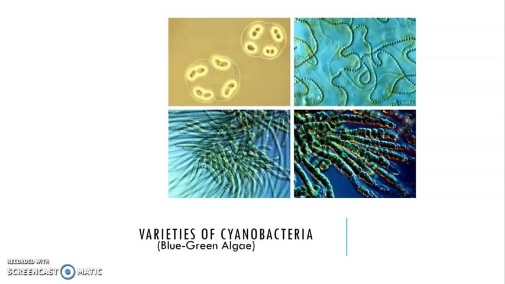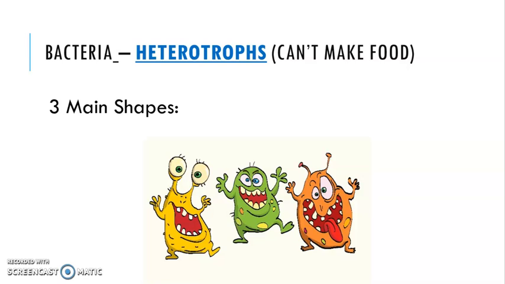Now, that was our first group. Our second group of bacteria are the opposite. They are heterotrophs, meaning they cannot make their own food. They must eat. There are three main shapes of bacteria. We name bacteria by putting together their shape and their grouping. So first we're going to talk about their shape.